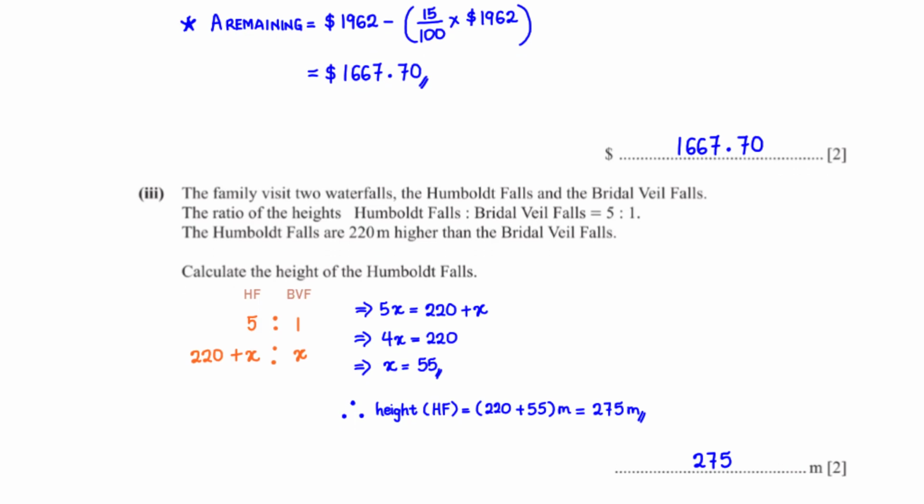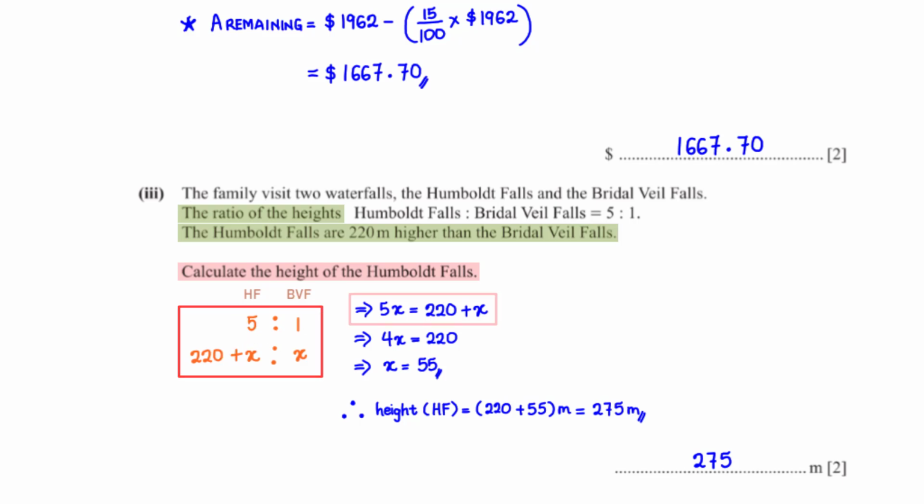The family visits two waterfalls, the Humboldt Falls and the Bridal Veil Falls. The ratio of the heights, Humboldt Falls to Bridal Veil Falls, equals 5:1. The Humboldt Falls are 220 meters higher than the Bridal Veil Falls. Calculate the height of the Humboldt Falls. We've been given the ratio of the heights of the falls as 5:1. We are told Humboldt Falls is 220 meters higher than the Bridal Veil Falls. This means if the Bridal Veil Falls is x meters high, then the Humboldt Falls is 220 plus x meters high. When we cross multiply, this is what we have.